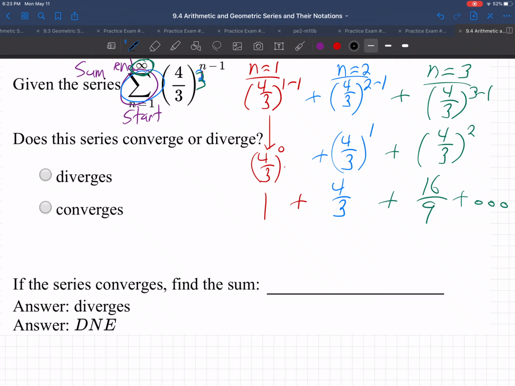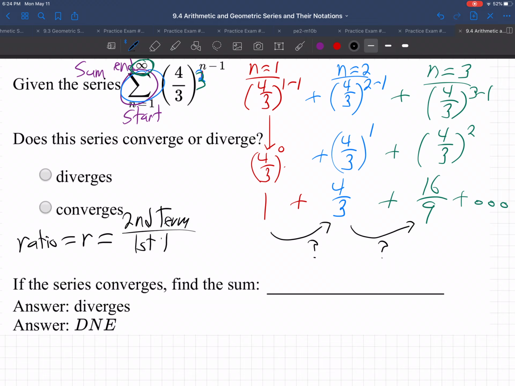And so the first thing we have to do is find out what's happening from term to term. What's going on from term to term? What's being added, subtracted, multiplied, or divided from term to term? You can always figure that out. The ratio, right? That's what R equals. The common ratio is any term divided by the previous term.